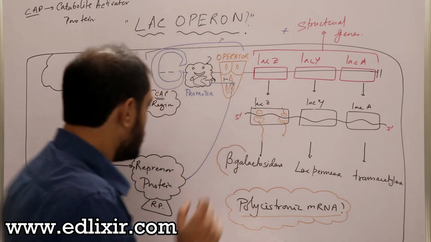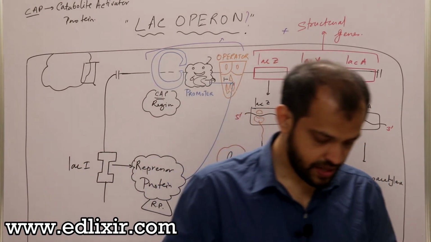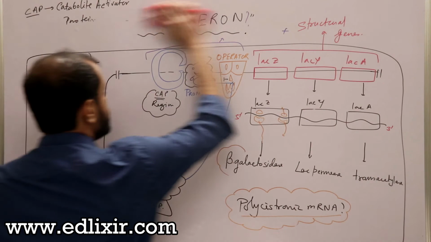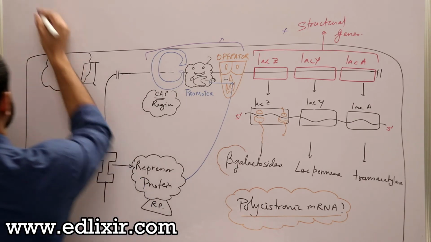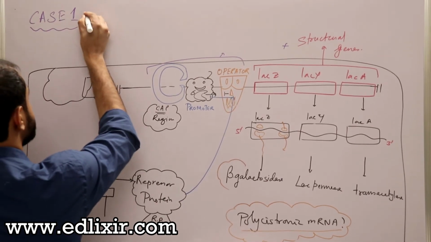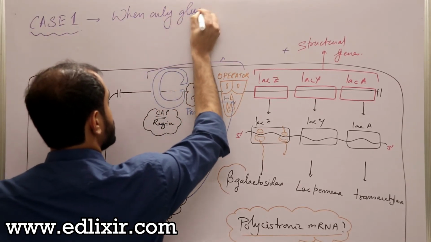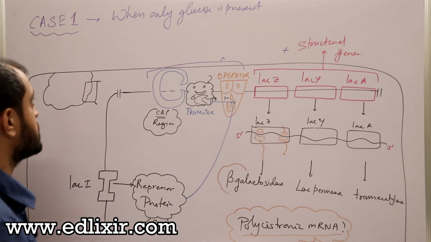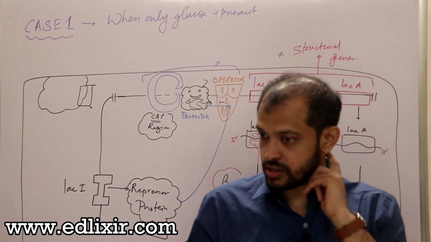Operon means genes together with their operating elements or controlling elements. Clear? Now we'll talk about the working of Lac Operon. At first, we'll talk about Lac Operon functioning in 2 different cases. Case 1 is when only glucose is present. It's very easy for you to understand that when only glucose is present, the Lac Operon will be shut off.